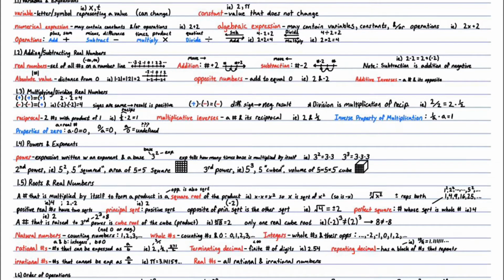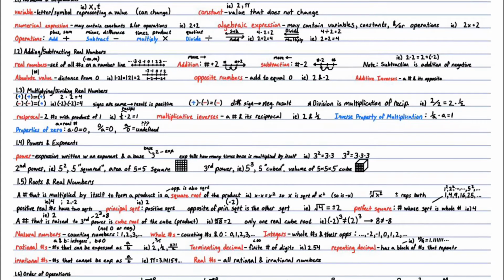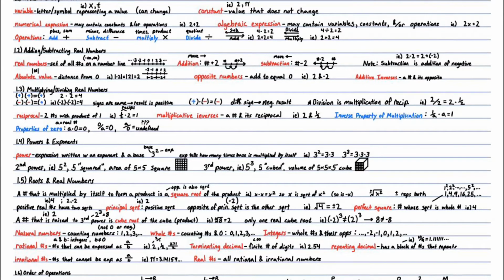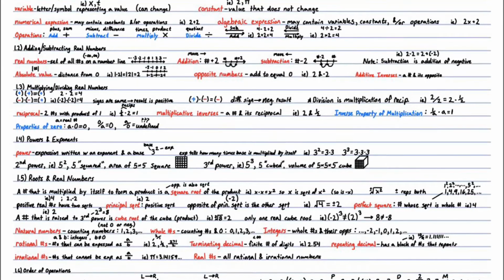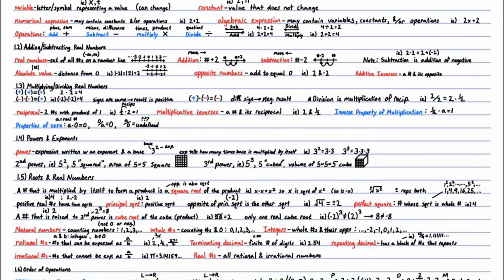Absolute value is the distance to 0, i.e., the absolute value of negative 2 equals the absolute value of positive 2 equals 2. Opposite numbers add to equal 0, i.e., 2 and negative 2 are opposites because 2 plus negative 2 equals 0. A number and its opposite are additive inverses.